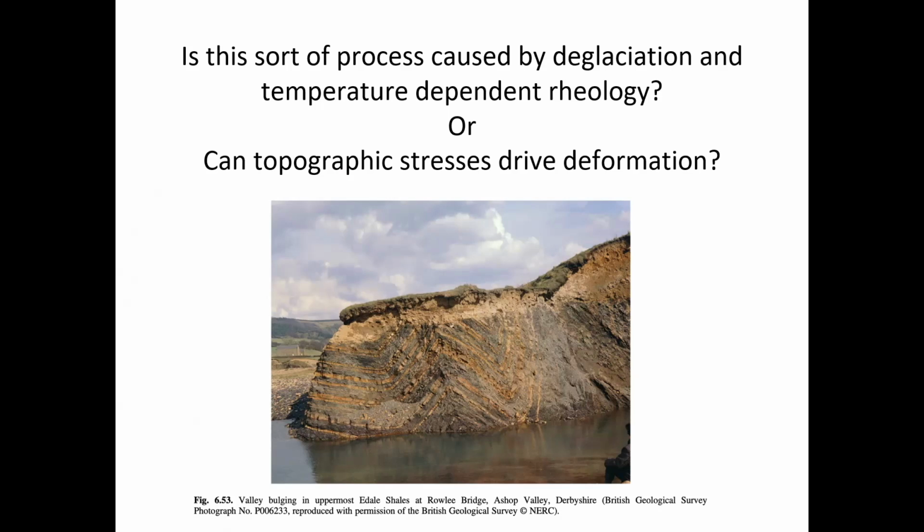Or can topographic stresses drive this deformation? So in other words, can the development of these very deep valleys that we see in places like Balcombe drive stresses to force the rocks to flow and produce this sort of feature? So this is also in Derbyshire that was glaciated during the LGM, whereas down here there weren't these large glaciers in the same way.